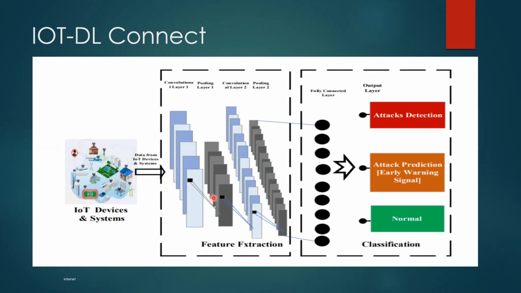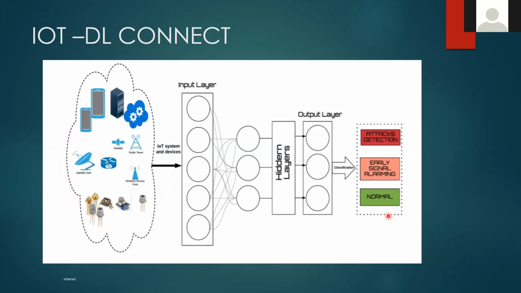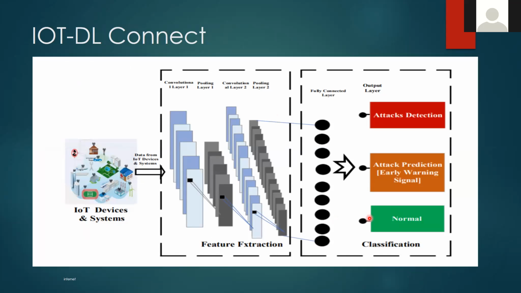This convolution neural network extracts as many features as it can. It has multiple layers in between, which are called hidden layers. It extracts as much data as it can, then it is converted into single-dimensional data, and then it predicts whether the data has attacks, or whether it has an early warning signal to be provided, or whether it is very normal, it's all good. This is exactly how the classification is done.